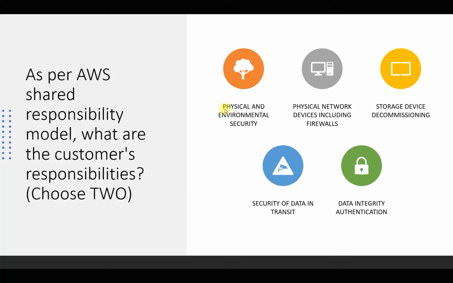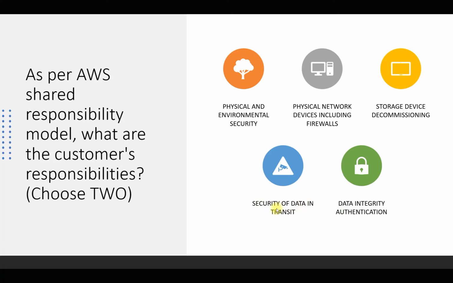So if you go through the options, physical and environmental security is the cloud service provider's responsibility. So here it is AWS's responsibility. Next is physical network devices, including firewalls. That is also physical devices. Any device which is physically present in the cloud is the cloud provider's responsibility. So it is not the correct choice here. Storage device decommissioning: a storage device is a physical device, and they want to decommission it. So it doesn't belong to us, and we don't need to take care of it. So it's also the cloud service provider's responsibility.